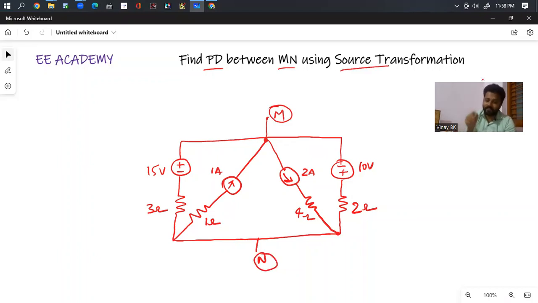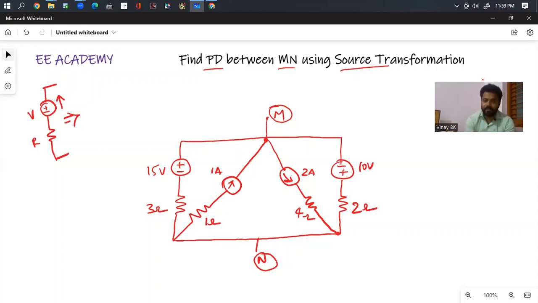Before that, I'll give you some brief explanation about source transformation from voltage source to current source. You can observe here there is a practical voltage source. Practical voltage source means the source along with the internal resistance R and V. You can convert this voltage source into a current source. Minus to plus, the current is flowing from lower potential to higher potential, that is the upward direction.